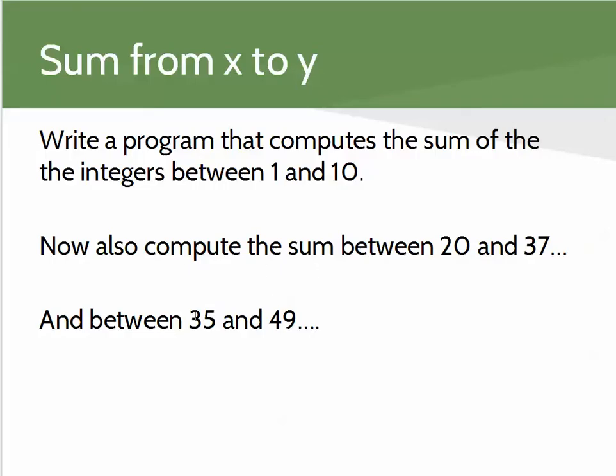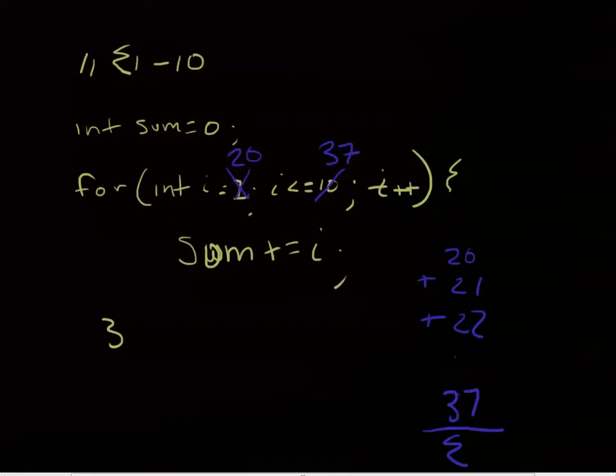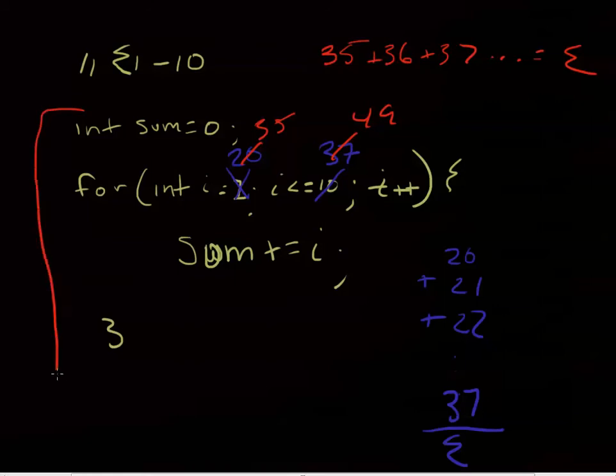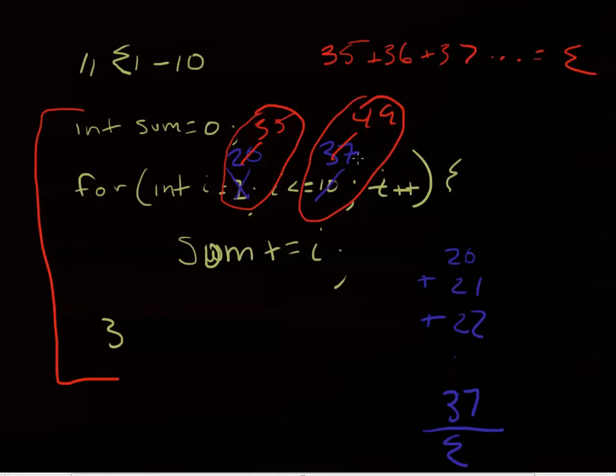If we tried to do this with 35 and 49, you'd probably get the pattern here. We would just be changing our parameters. So we would do 35 through 49, and again we do 35. That for loop would just do 35 plus 36 plus 37 all the way equal to the sum. So one of the things that we see here is that almost all of this code, with the exception of these parameters, is the same. It's exactly the same bit of code.